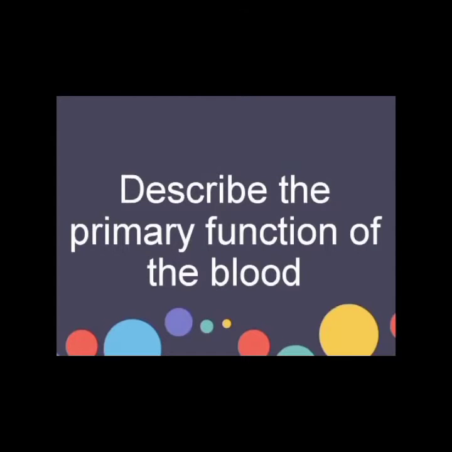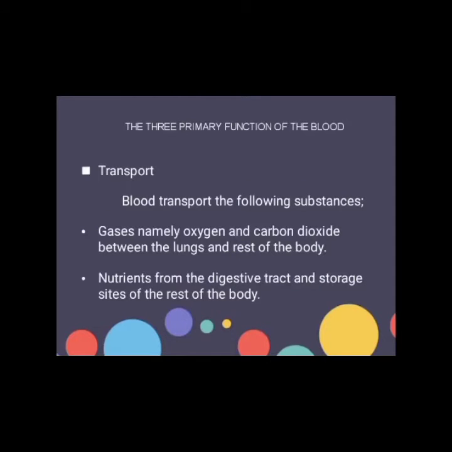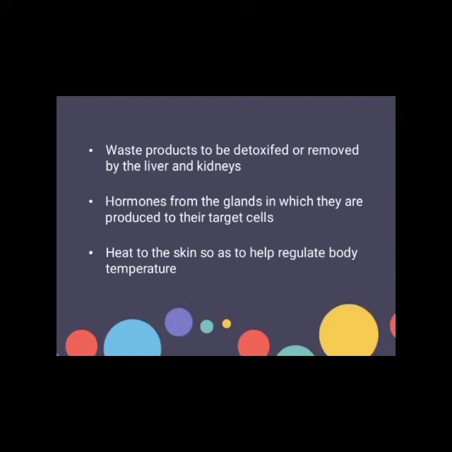Describe the primary function of the blood. So there are 3 primary functions of the blood. First is transport. Blood transports the following substances: gases, namely oxygen and carbon dioxide, between the lungs and the rest of the body; nutrients from the digestive tract and storage sites to the rest of the body; waste products to be detoxified or removed by the liver and kidneys; hormones from the glands in which they are produced to their target cells; and heat to the skin so as to help regulate body temperature.